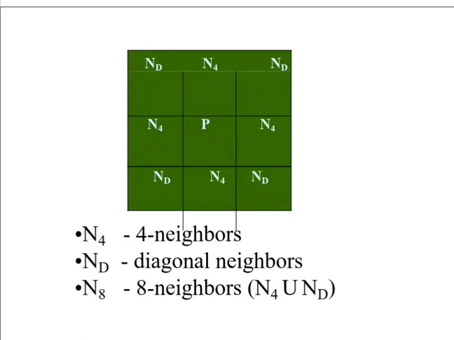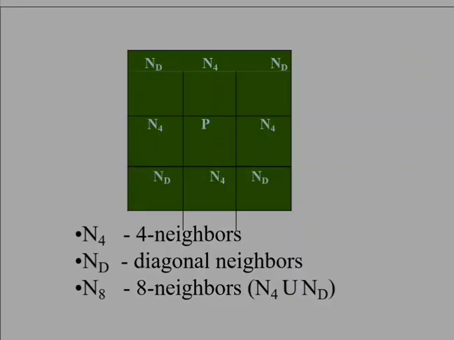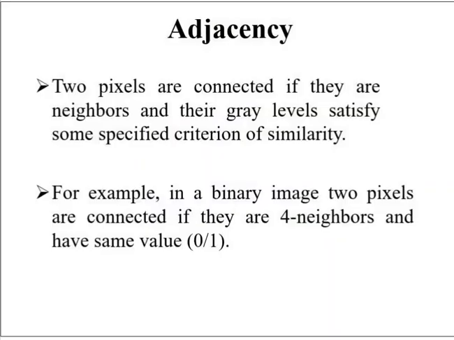First is 4 adjacency. Two pixels P and Q with values from V are 4 adjacent if Q is in the set N4(P). The next is 8 adjacency. Two pixels P and Q with values from V are 8 adjacent if Q is in the set N8(P).